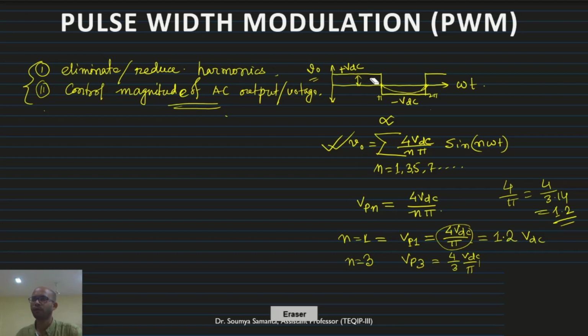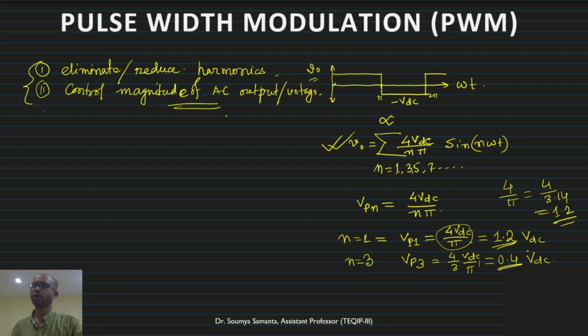So whatever I have drawn here, that is not correct. Sorry for the calculation mistake. This will be around 0.4. You just cross check this one. These two values you just cross check. I think this is correct now, but still just verify this one.